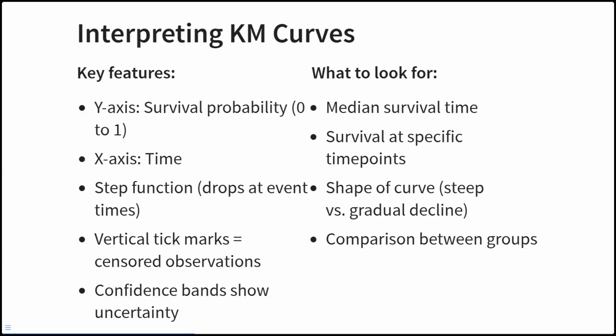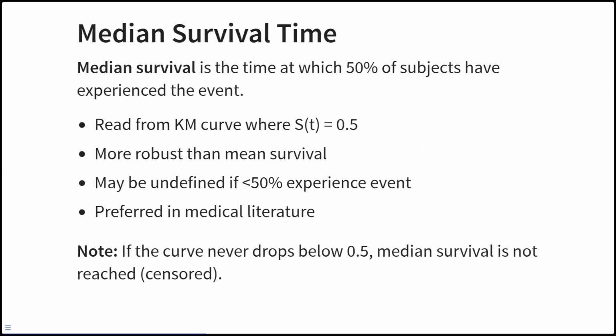So these are the things you're interested in when you are trying to interpret your KM curve. First of all, is the median survival time, then the survival at specific time points. Your shape of the curve, it should be steep and gradually decline, because I told you that the survival curve should be something that is going down, since the probability of surviving is going to be reducing as time goes on, and also comparison between groups. So what is our median survival time?